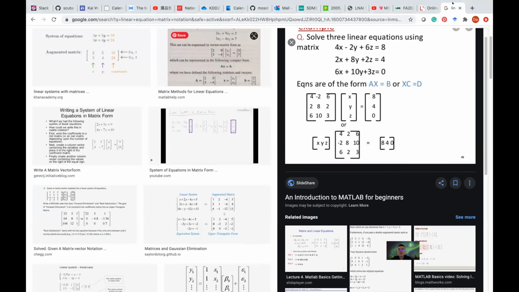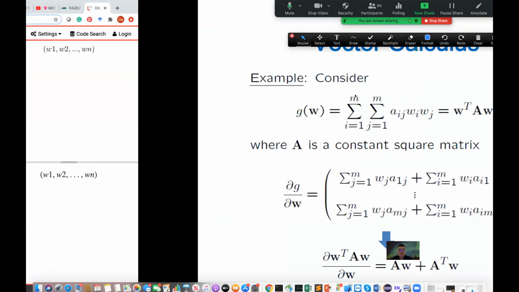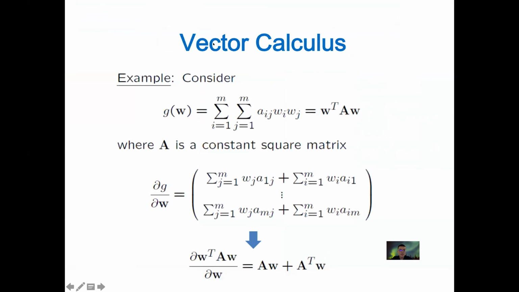But again, just review these slides and get yourself comfortable with that. I assume linear equation is fine. So you know that these things are equal to this column, and this gives you this result. If you have a quadratic form, the derivative will be equal to AW plus A transpose times W.